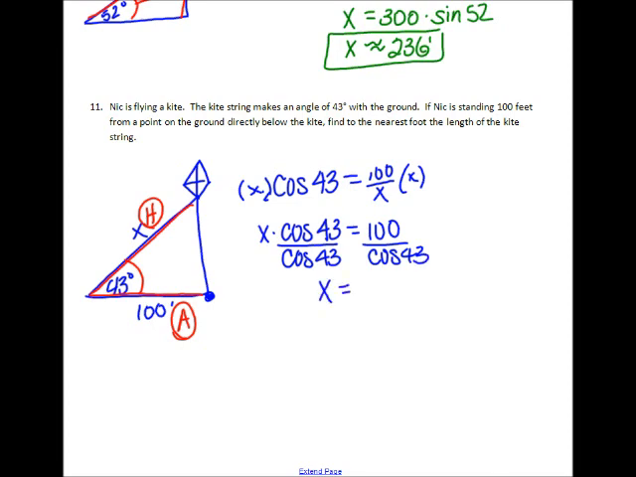And x is going to be 100 divided by cosine of 43, which on your calculator should be approximately 136.7, but it says to the nearest foot, so that's approximately 137 feet. Final answer. Always go back and check that. And that would make sense that the kite string is longer than the distance he is away from that point on the ground. Again, does your answer make sense?